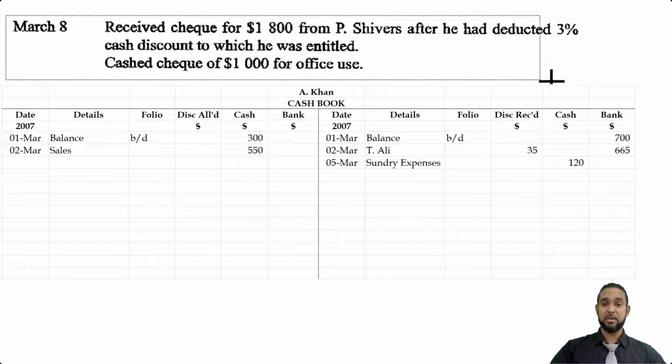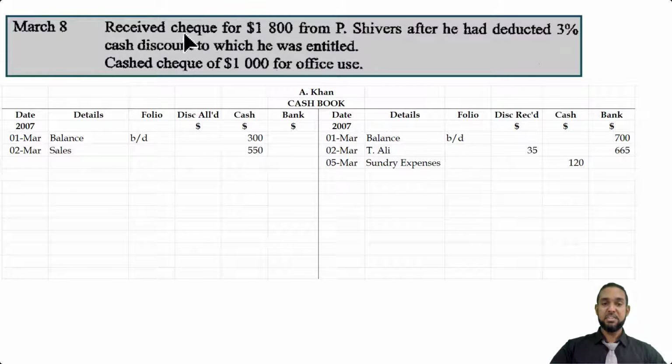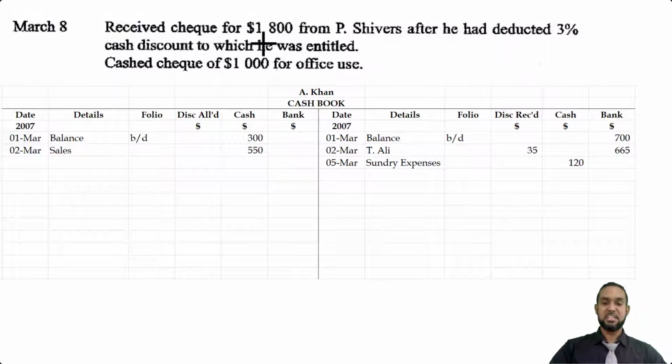Okay, so on the 8th, we have a couple of things happening here. Received check for $1,800 from P. Shivers after he had deducted 3% cash discount to which he was entitled. We'll come back to cashed a check of $1,000 for office use shortly. Now, we received a check for $1,800. That's going to go on the debit side, because if we receive the check, it means our bank account is going to go up. Bank is an asset. To record an increase in an asset, you have to debit the asset account.